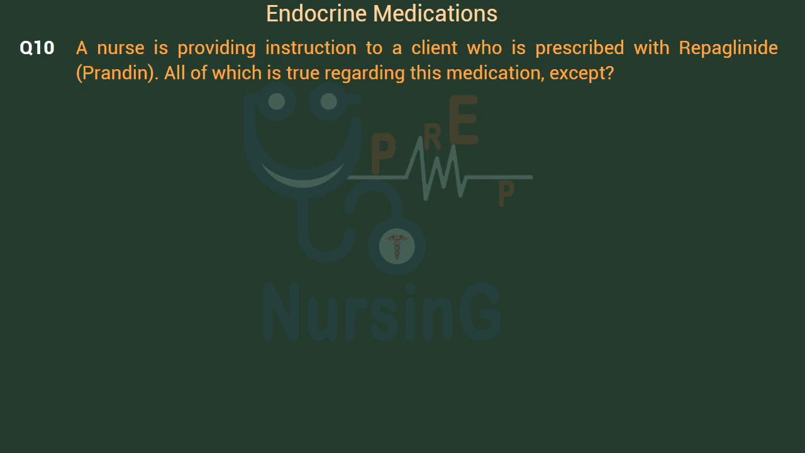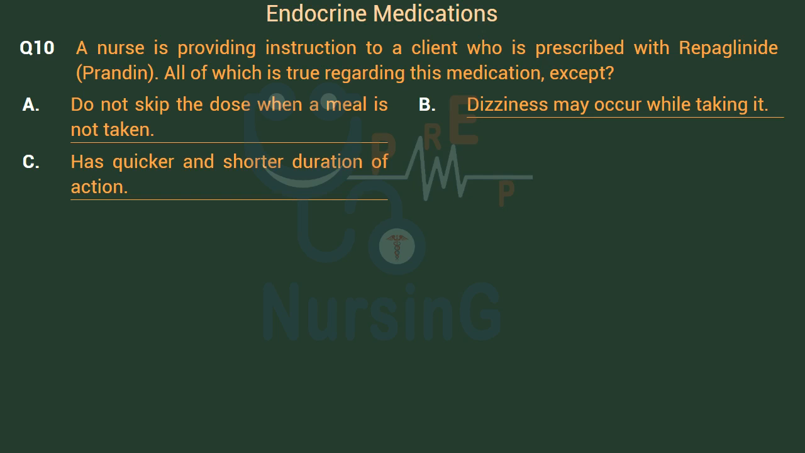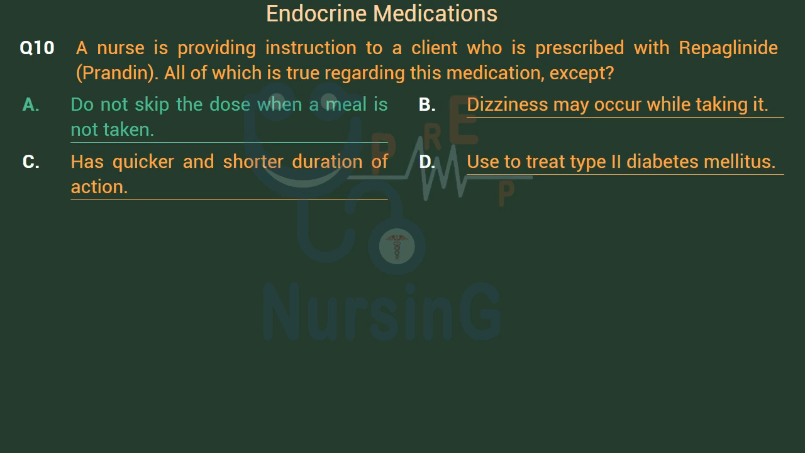A nurse is providing instruction to a client who is prescribed repaglinide, Prandin. All of the following are true regarding this medication, except: Option A. Do not skip the dose when a meal is not taken. Option B. Dizziness may occur while taking it. Option C. Has quicker and shorter duration of action. Option D. Used to treat type 2 diabetes mellitus. Right answer is Option A. Do not skip the dose when a meal is not taken.